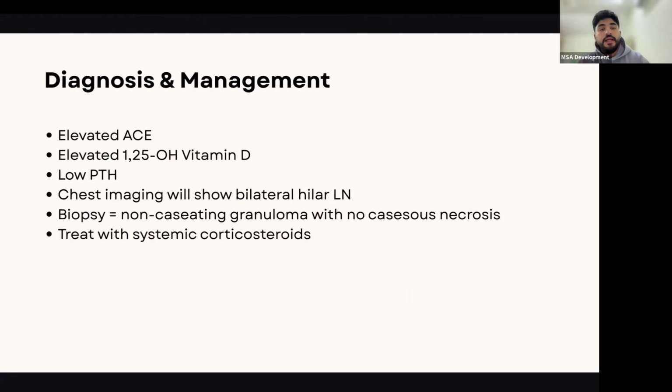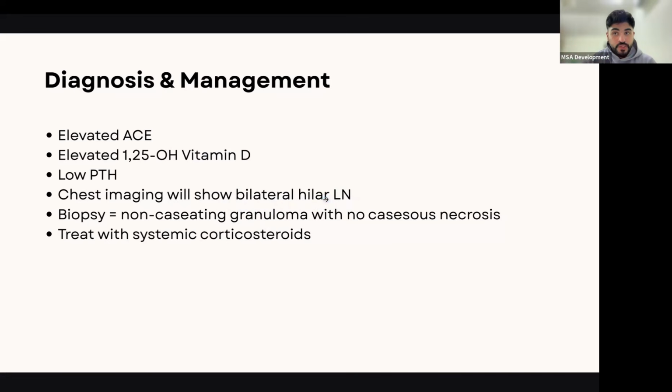Okay, how do we diagnose? You're going to look for the ACE levels. They're going to be elevated. You're going to look at the 1,25-OH vitamin D, which is the active form. It's going to be also elevated. Because the patient has very high levels of calcium, they're going to have low levels of PTH, the parathyroid hormone. And this is diagnostic. On chest imaging, they're going to have bilateral hilar lymphadenopathy, all right? This is diagnostic for sarcoidosis.